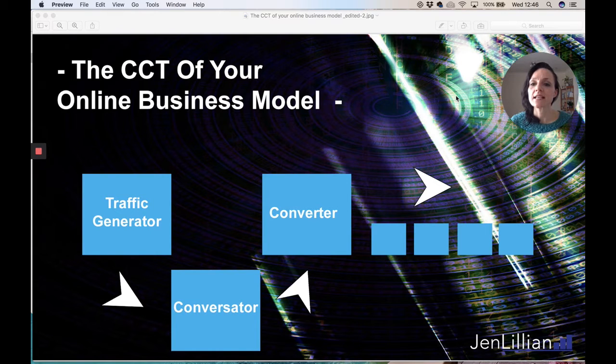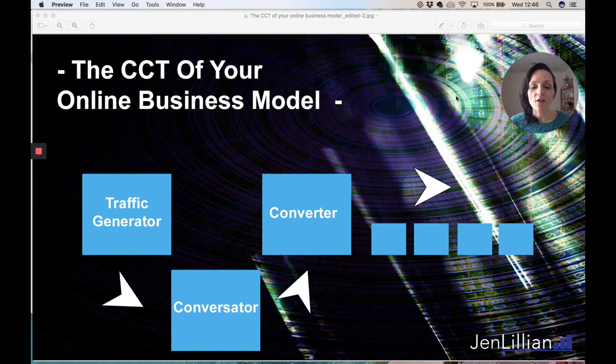So the CCT of your online business model. What do I mean by CCT? So CCT is converter, conversator, and traffic generator, and we're actually going to be reversing this. So there are like three main stages really to either your offline business or your online business.